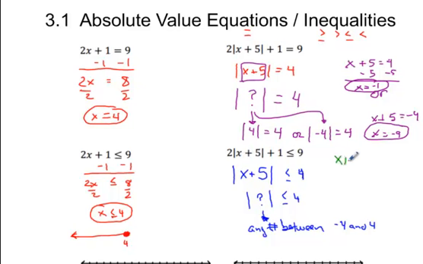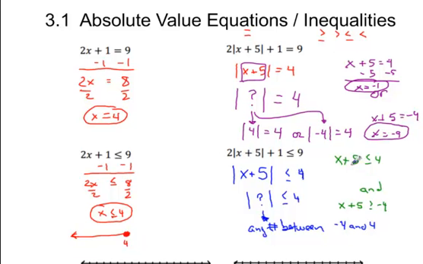The x plus 5 could be less than or equal to 4. And it can also be x plus 5 is greater than or equal to -4. It has to be between -4 and 4, which means it has to be larger than -4, and it has to be less than 4. And there's our less than 4.